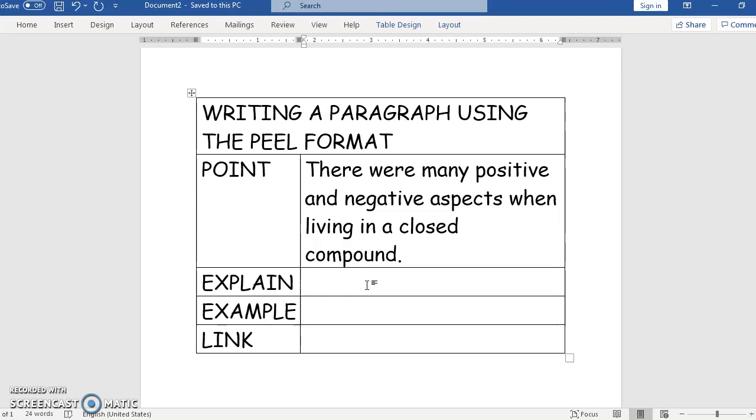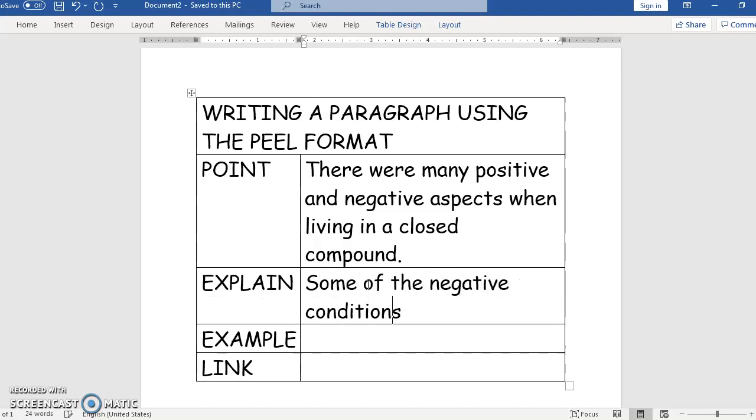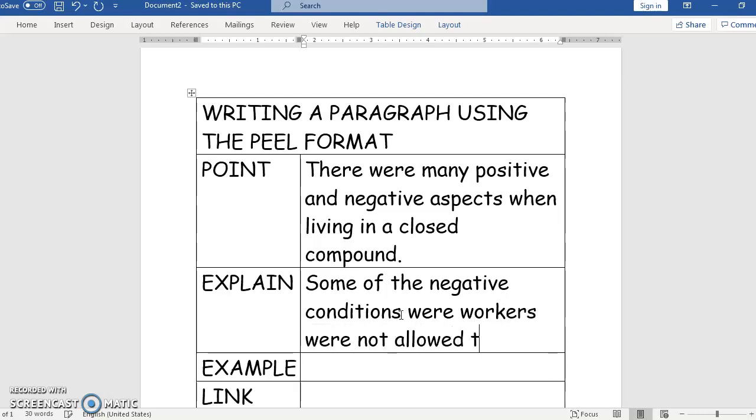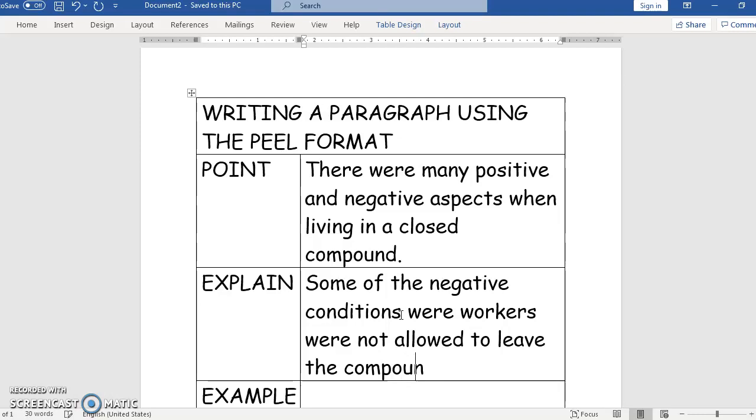And then the other source tells me that the workers got proper housing, were well fed, could buy items, received proper treatment, and they were given lessons in reading and writing. So what we need to do is take that from the sources and put it in our own words. So we would write, some of the negative conditions were, and then we just list out the negative conditions. Workers were not allowed to leave the compound.